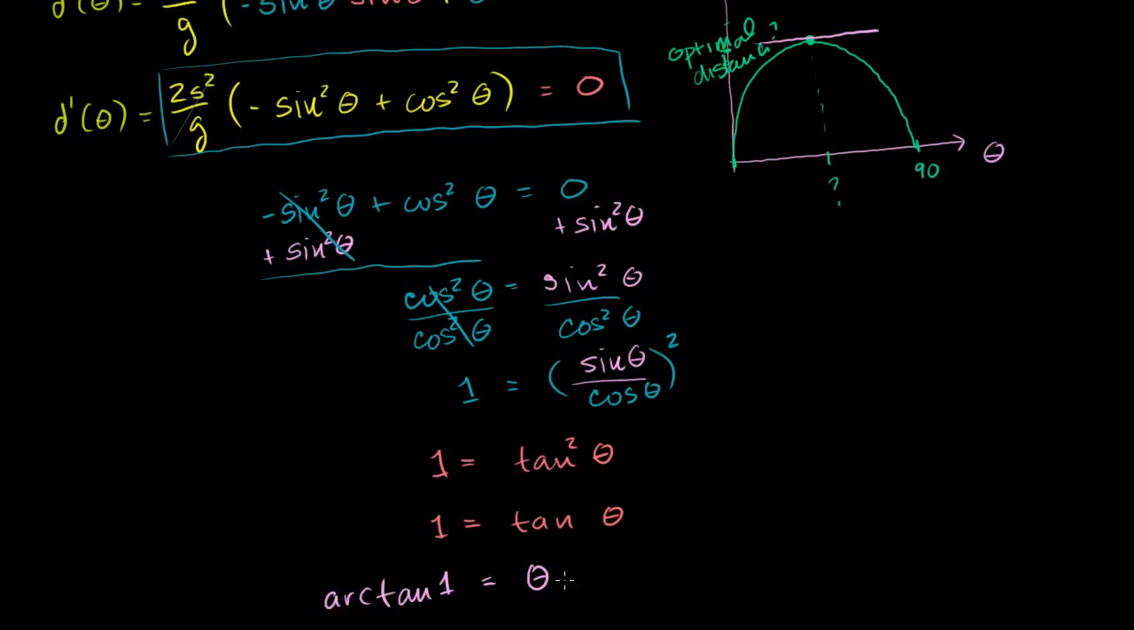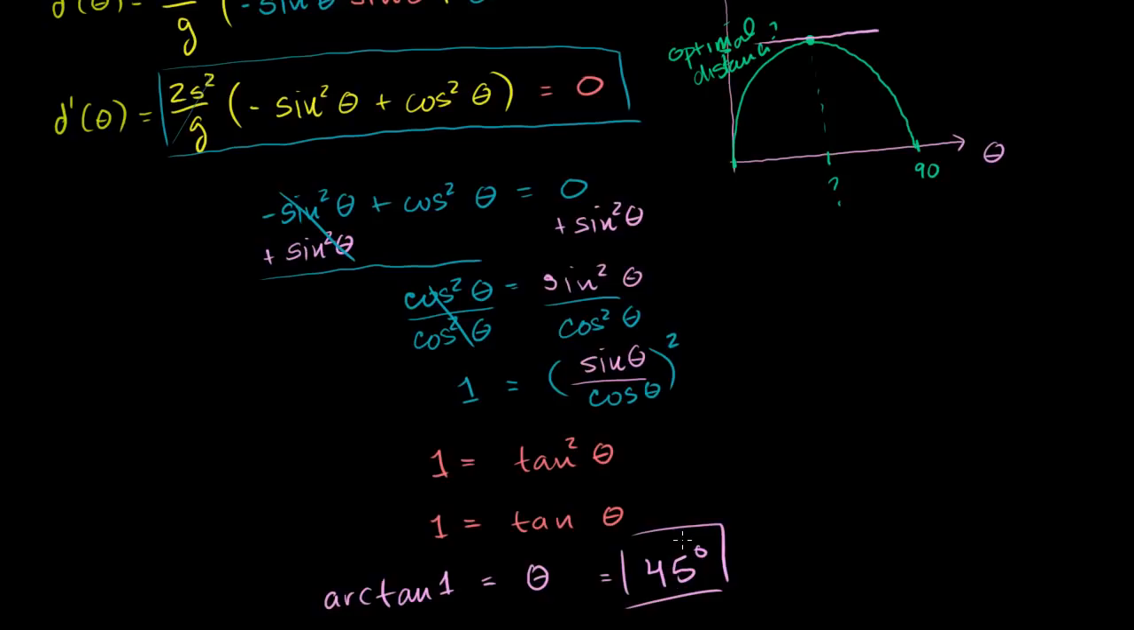This is just a fancy way of saying theta is the angle whose tangent is 1. You could use a calculator to solve that, or you might just know it by memory. The arctangent of 1 is 45 degrees, or if you are dealing in radians, it is pi over 4 radians. Either one of those is going to work. So our optimal angle when we shoot this thing is going to be 45 degrees.